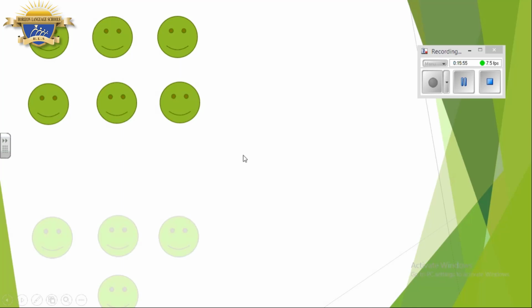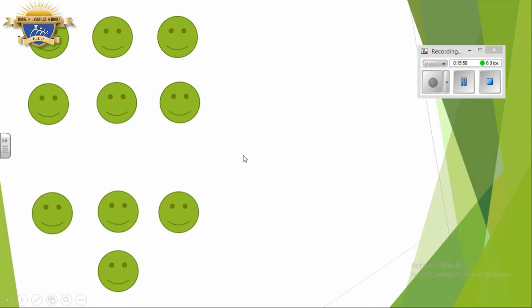Now, I will show you two pictures. One of them is an array and the other is not an array, and you will tell me what you notice.